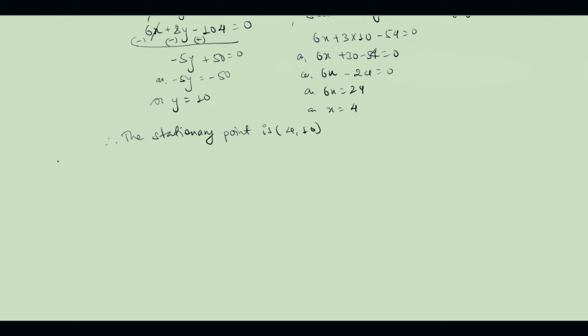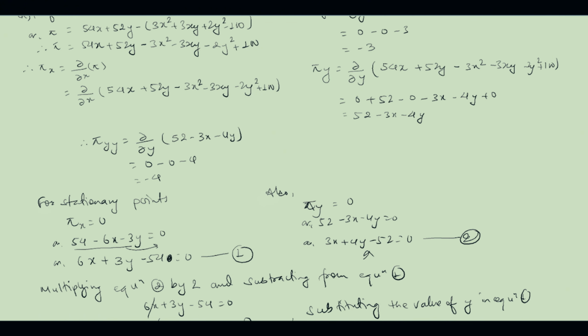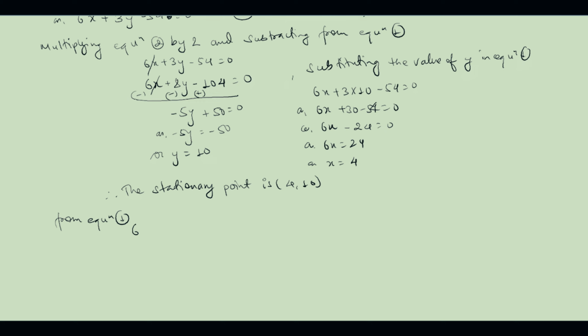Now, from equation 1, see what is in equation 1. Equation 1 is 6x plus 3y minus 54, that is 6x plus 3y equals to 54. No, sorry, I need to erase this one. Now we are not supposed to find this because we have already calculated this one. Okay, then draw.